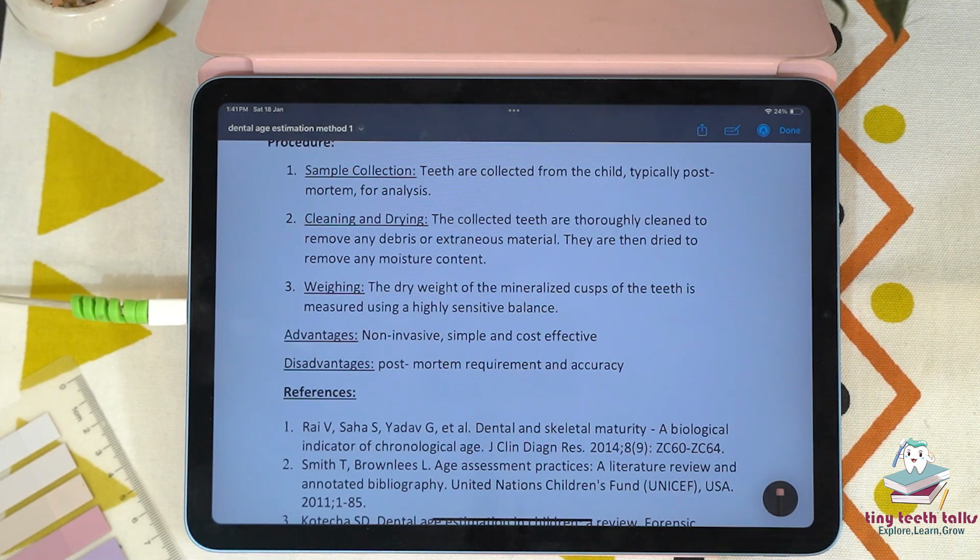Each of these methods has its own specifications and the choice depends on the requirement of the study. In the next part, we will discuss the other methods used in children and adolescents.